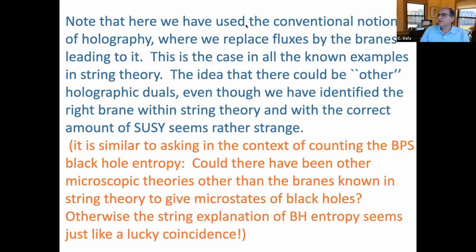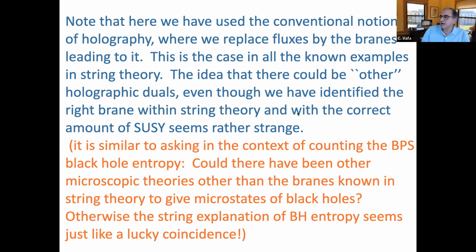Now, note that here we have used the conventional notion of holography where we replace fluxes by the branes leading to it. This is the case in all the known examples in string theory, and the idea that there could be other holographic duals, even though we have identified the right brane within the right string theory with the correct amount of supersymmetry, seems rather strange. So this doesn't seem to us a good loophole to try to get out of it. And indeed, it's not surprising that Silverstein already conjectured that these are the corresponding holographic dual objects.